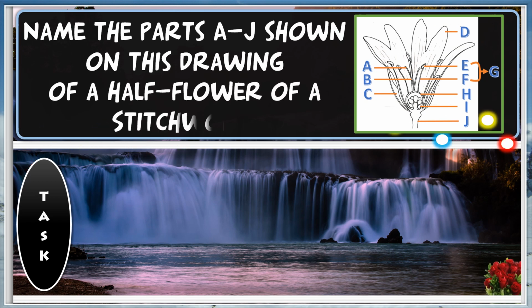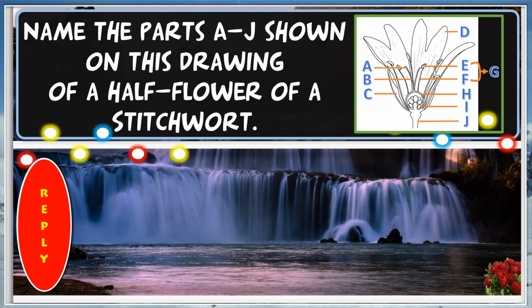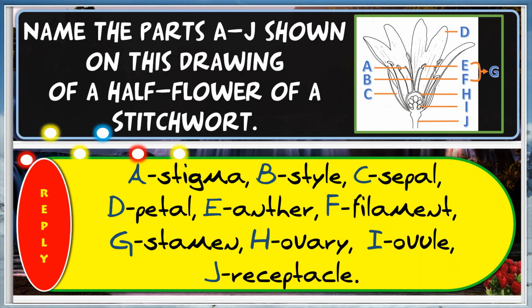Name the parts A to J shown in this drawing on a half flower of a stitchwort. A is a stigma, B, style, C, sepal, D, petal, E, anthers, F, filament, G, stamen, H, ovule, I, ovule, and J, receptacle.